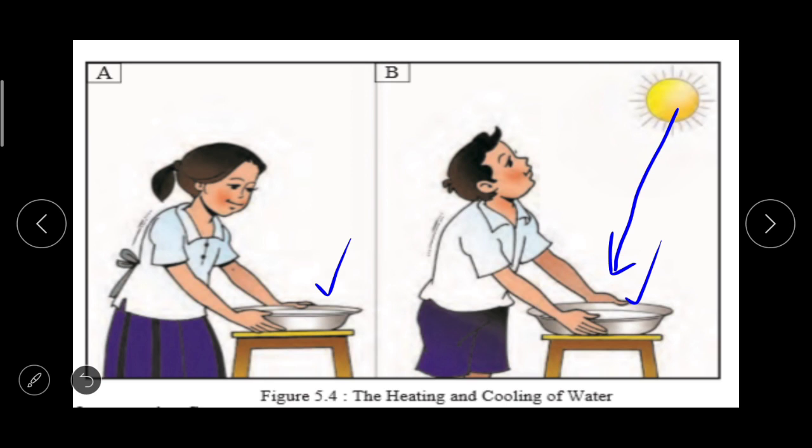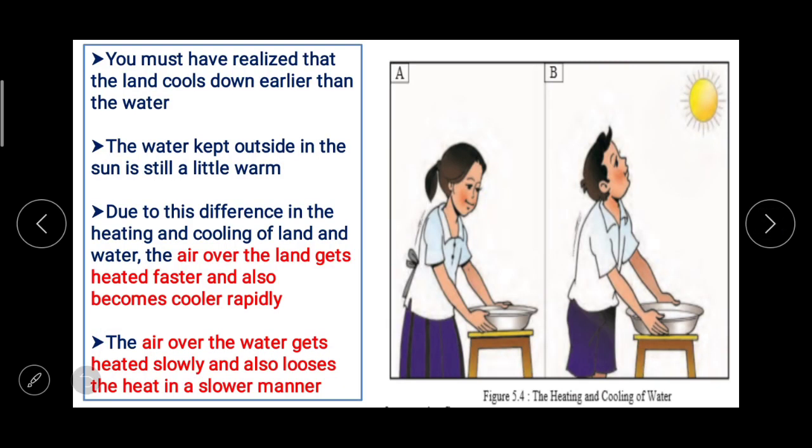Now do this again around 7 in the evening. Then note your observations again. And now you can remove the pots and then discuss it with your friends. Now by this, what we observe or understand, you must have realized that the land cools down earlier than the water. ज़मीन जो होती है वो जल्दी ठंडी हो जाती है, टेम्परेचर उसका कम हो जाता है. The water kept outside in the sun is still a little warm.